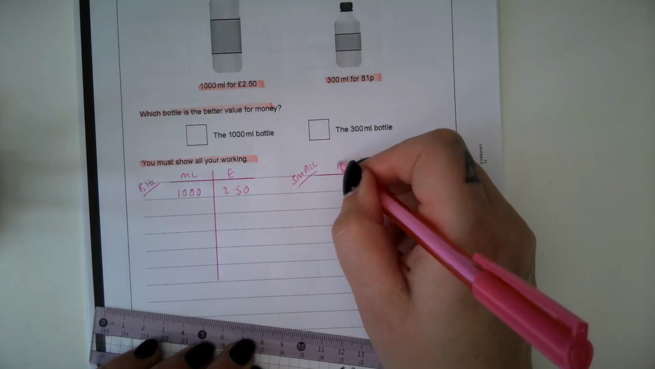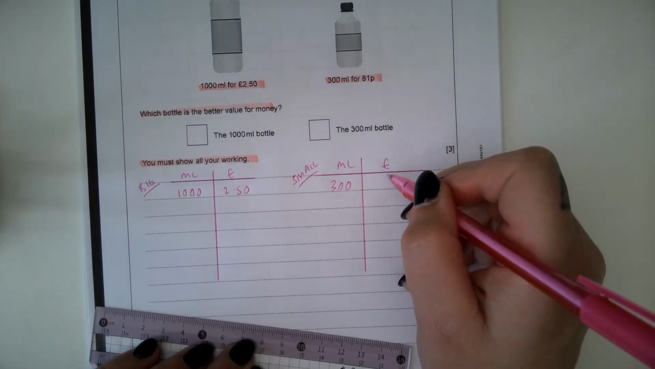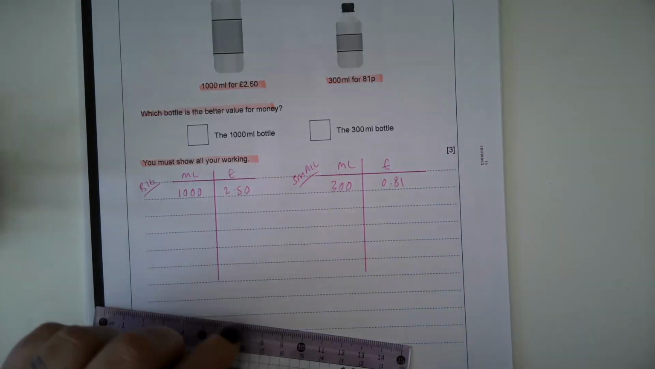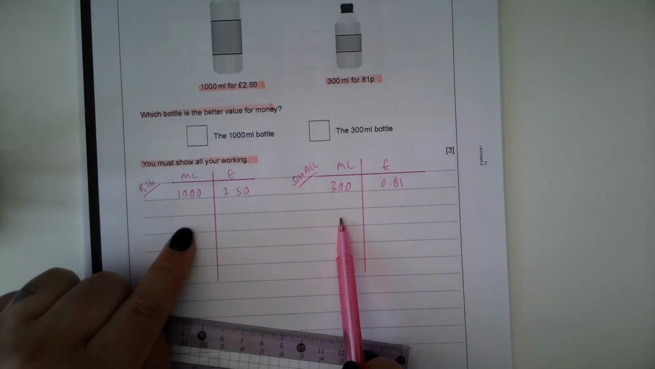So the cost of 300 millilitres is 81p, so 0.81 in pounds, because I want to be able to compare. We work in pence or pounds, whatever you're comfortable with. So I need to scale these up to have the same amount.